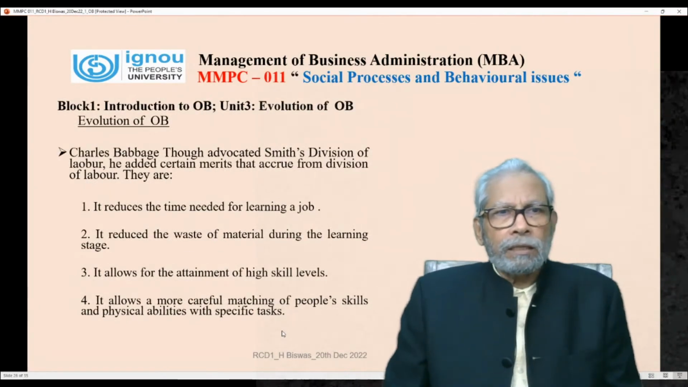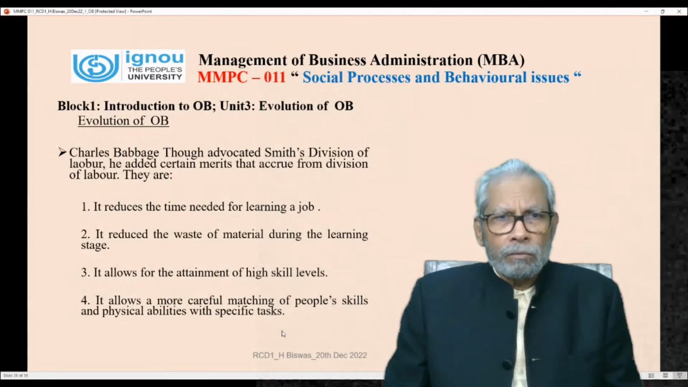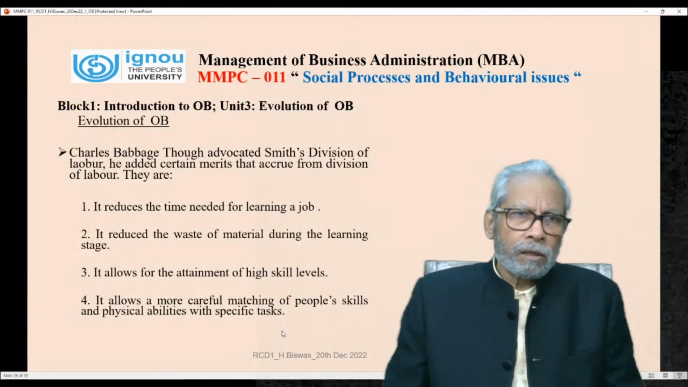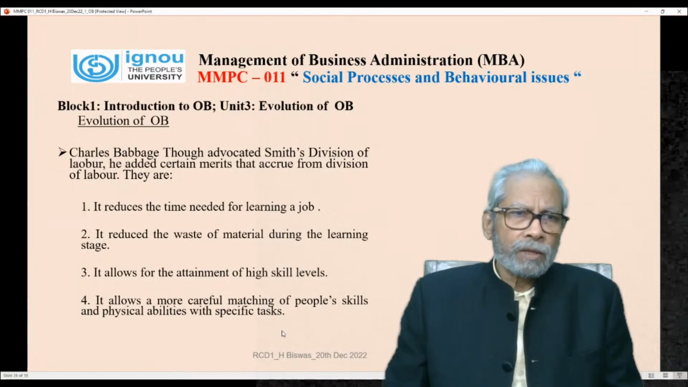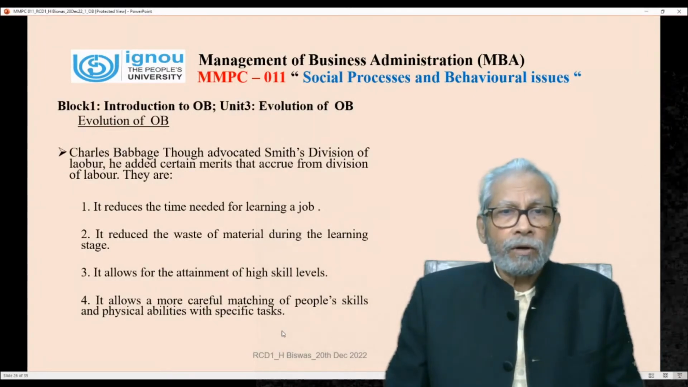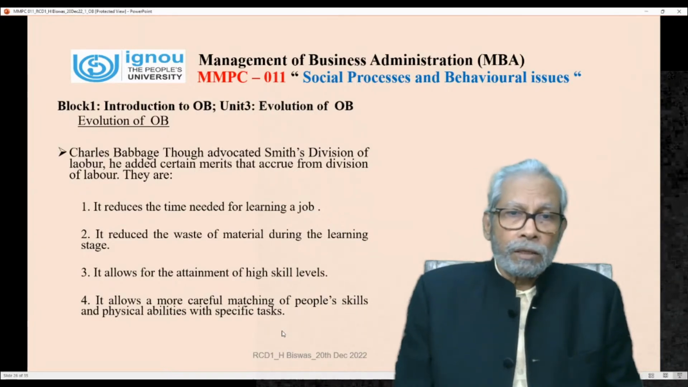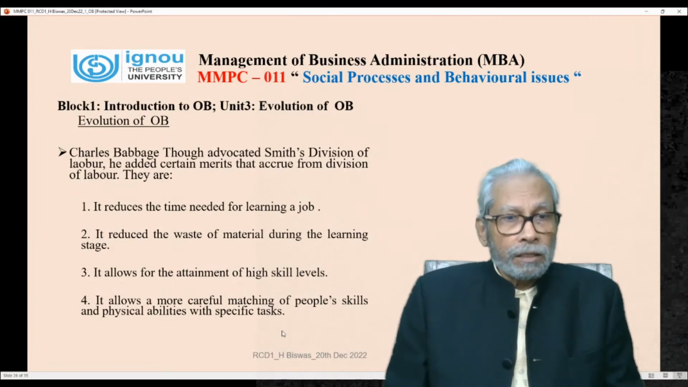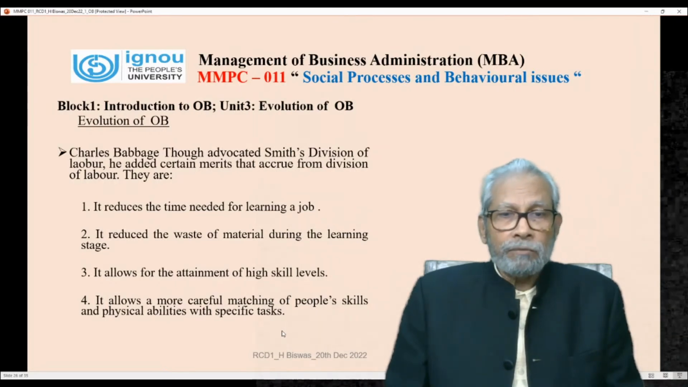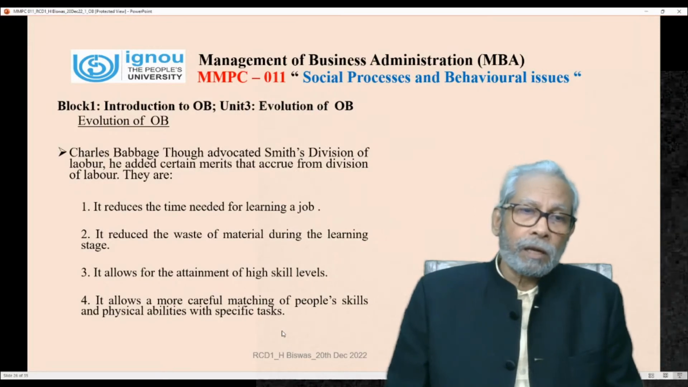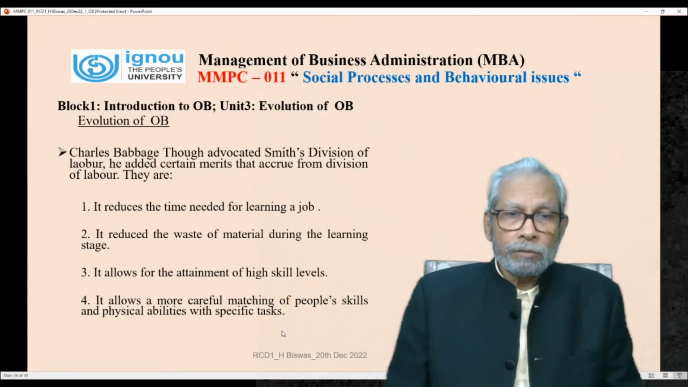So now Charles Babbage advocated Adam Smith's division of labor, and certain merits come from the division of labor. It reduces the time for learning a job. It reduces the waste of material during the learning stage. And it allows the attainment of a high skill level. It allows a more careful matching of people's skills and physical ability to specific tasks.